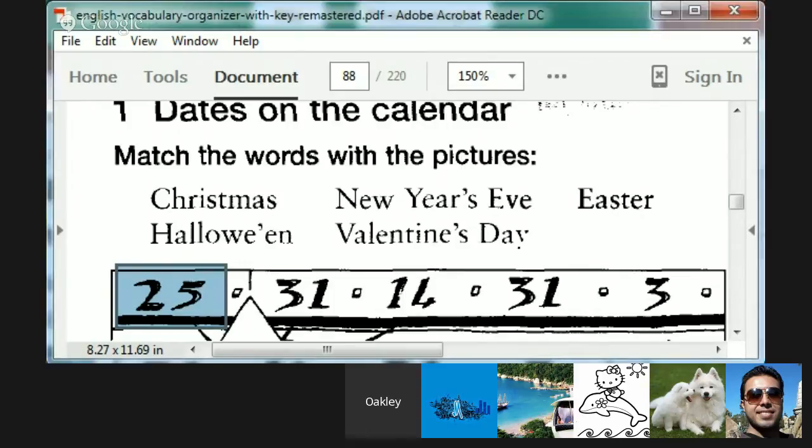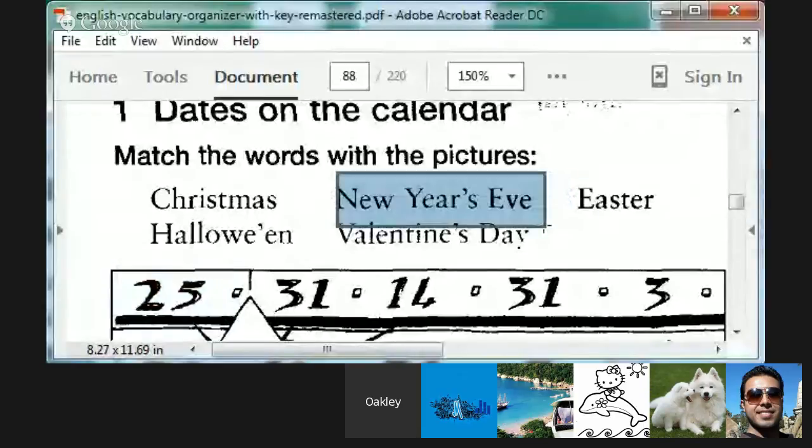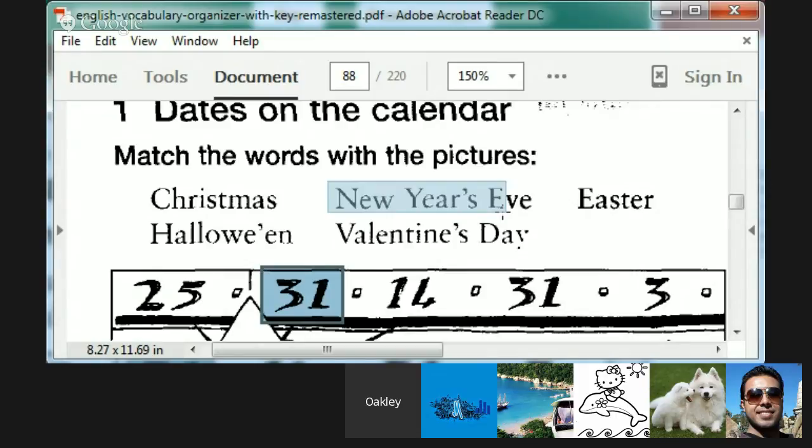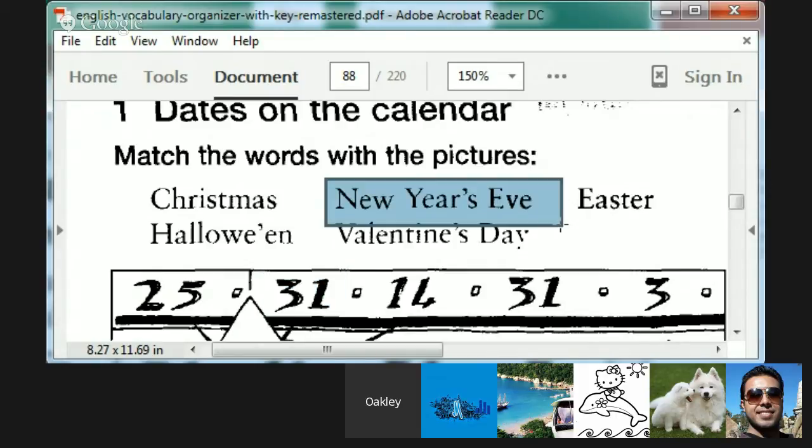And looking at the next holiday, Carlos, New Year's Eve. Do you celebrate New Year's Eve? New Year's Eve is celebrated on December 31. Definitely, 31. Notice there's two 31s on here. December 31. Yes, exactly correct. Do you celebrate this holiday?